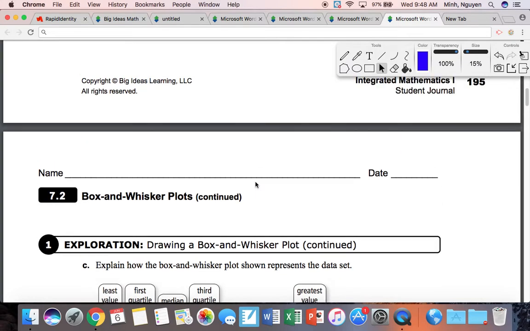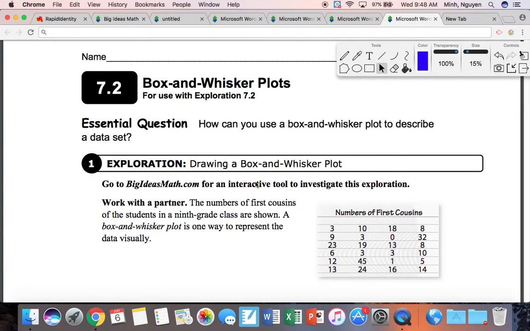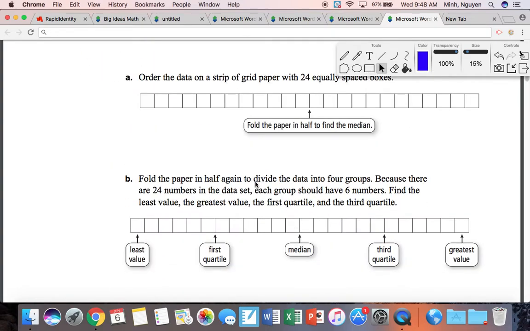So we are on page 195 of your student journal, 7.2, Box and Whisker Plots. One reason I remembered that when making this video is because this section on box and whisker plots is essentially a test on how well you can find median. What do I mean by that?